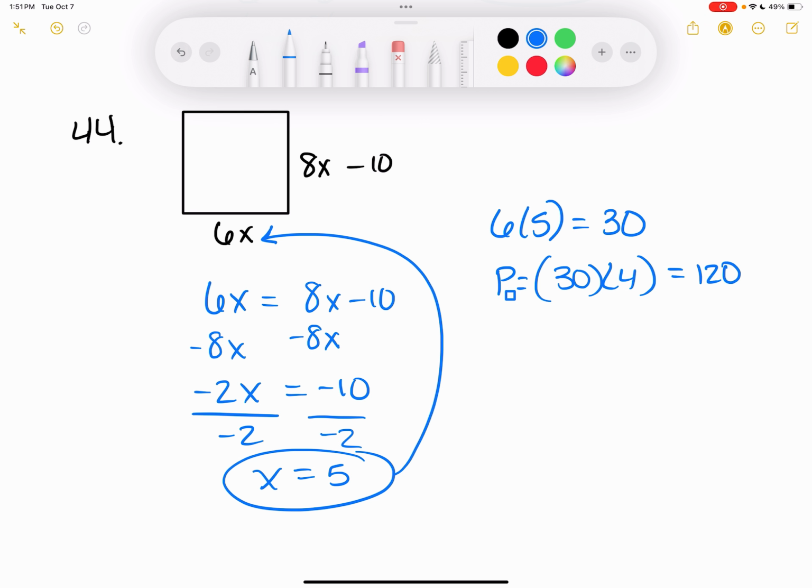Now, I chose this one because it was easier. 6 times 5 is easier than 8 times 5 minus 10. But if I did it this way, I would get the same thing: 8 times 5 minus 10 is 40 minus 10, which is also 30. So either side would have worked for me. If these were rectangles, I would obviously have to do both of them, and the method that I used wouldn't work because you can't set them equal to each other.